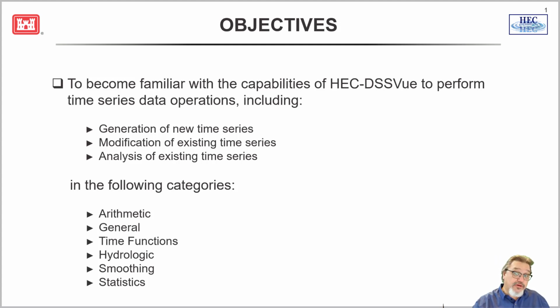What we're going to do now is look at the math functions dialog first, and then we'll get into these. Again, those are all in future sessions. But let's look at the categories. There's arithmetic, just stuff like multiplication, division of time series by a constant or by another time series. We have a general category, time functions, hydrologic, smoothing, and statistics. Each of these categories has multiple operations within it, and again, we will cover those in lectures coming up.